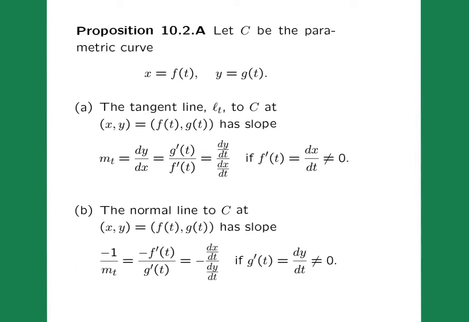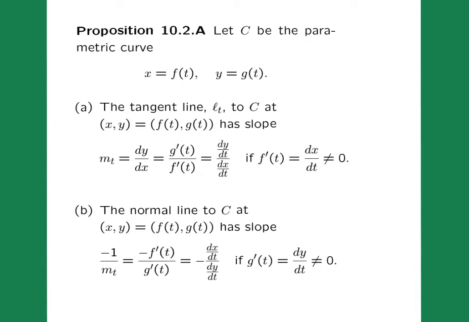Of course, this is assuming that this denominator f prime of t, which is dx dt, is not equal to 0. Now we should take a minute to see how nice the Leibniz notation is, and this is going to help you remember this formula.